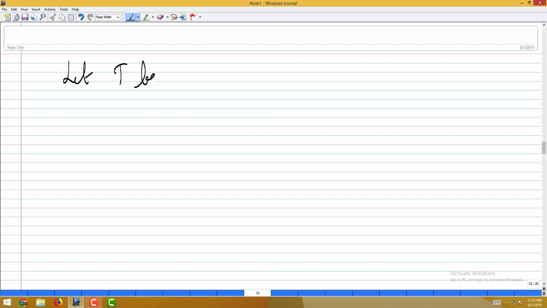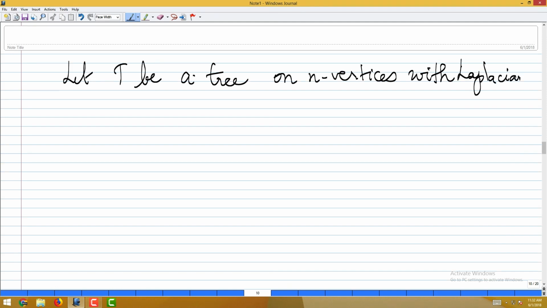So, again let us start with, let T be a tree on n vertices. So, this is kind of our standard statement for today. With, let us talk about the Laplacian matrix. Okay, let me call it as L of T. Okay.